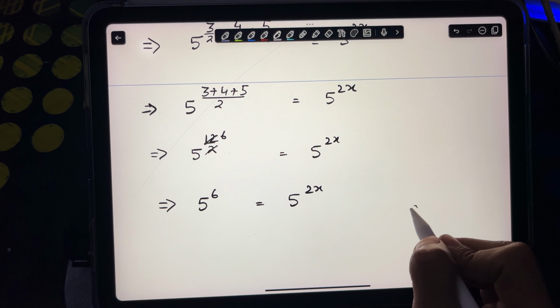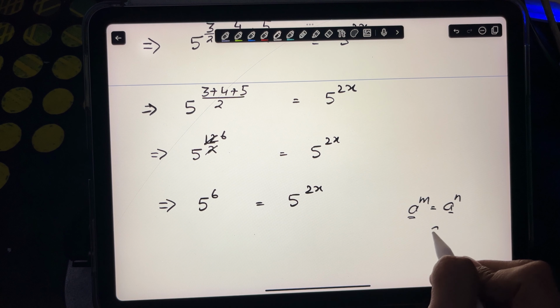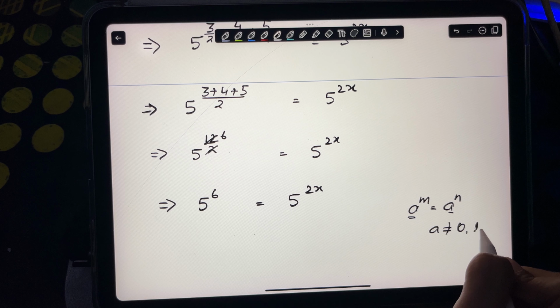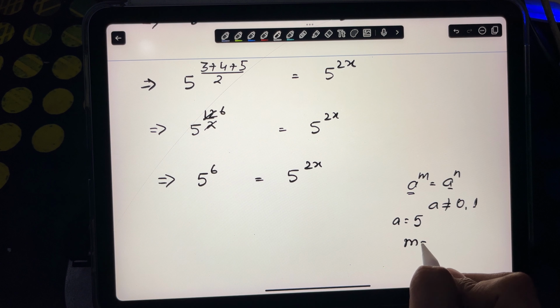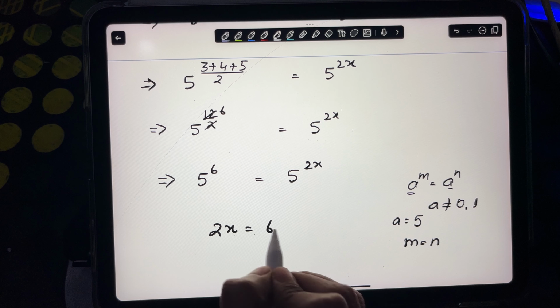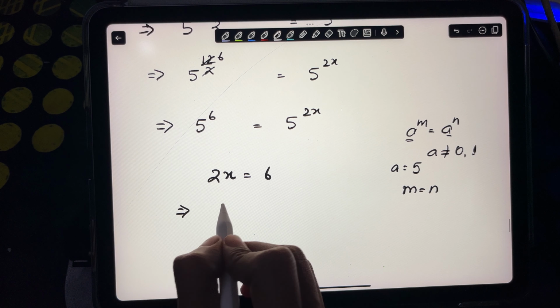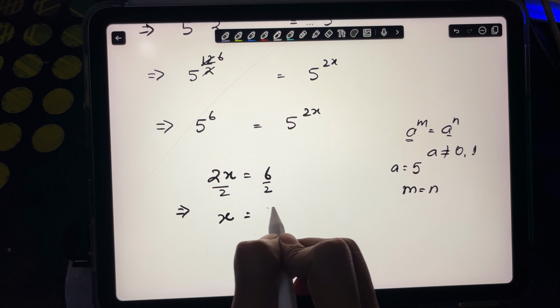Now there is a rule, if a to the power m is equal to a to the power n and a is not equal to 0 or 1, here a is 5, in that case, m is equal to n. That means 2x is equal to 6 we can write, or divide both the sides by 2, then x is equal to 3.